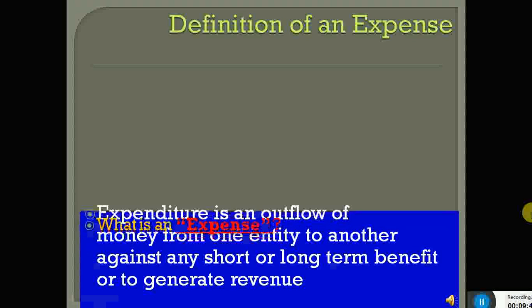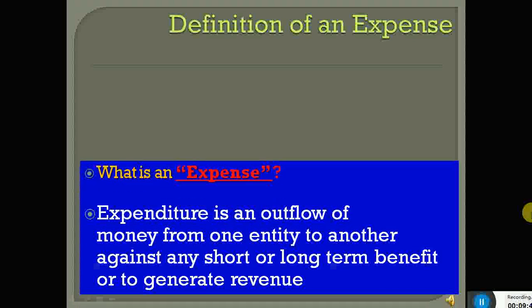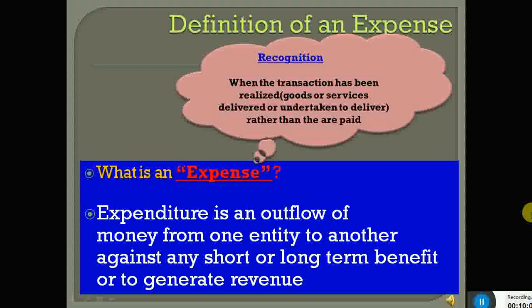Definition of an expense. Expenditure is an outflow of money from one entity to another against any short or long-term benefit to generate revenue. Recognition: when the transaction has been realized, goods or services are delivered or undertaken to deliver, rather than when they are paid in cash or cash equivalents.